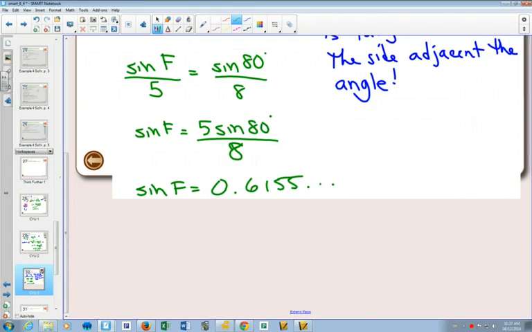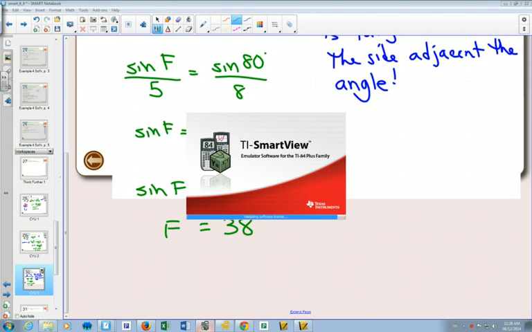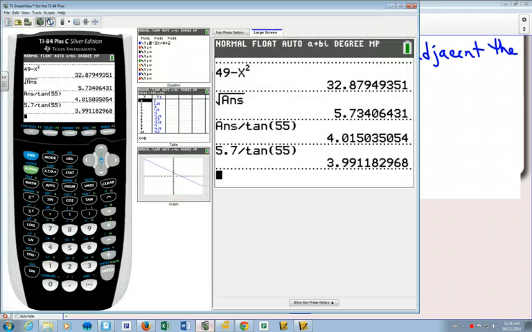And then you go sine inverse of that answer. 37.98. Does it say round to the nearest degree? Yes. So it's going to be 38 degrees. Does it tell us to the nearest tenth of a centimeter? Okay. I'm going to show you something. I'm going to pull this up on the calculator as well, because there is some danger. There is some danger when we round early.